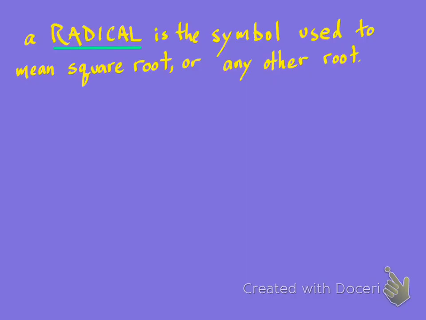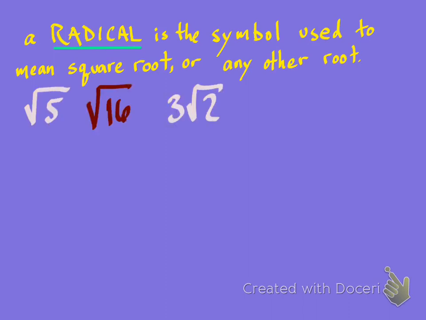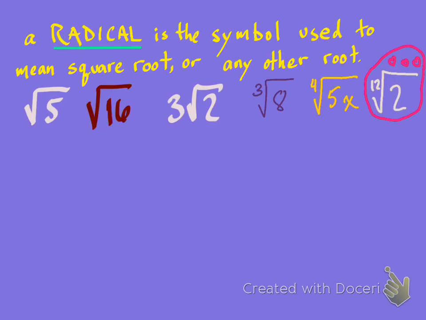A radical is the symbol that we use to mean a square root of a number, but it could mean other roots as well. Something like the square root of 5, square root of 16, 3 times the square root of 2. Sometimes people would say 3 radical 2 even. It might be a different root also, like the cube root of 8, or the 4th root of 5x, or the 12th root of 2, which is actually my favorite number.